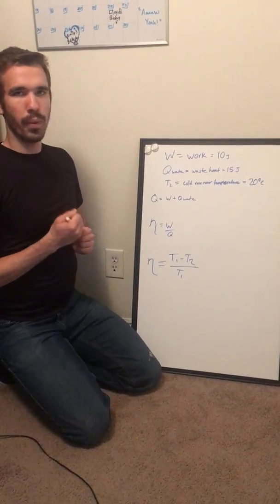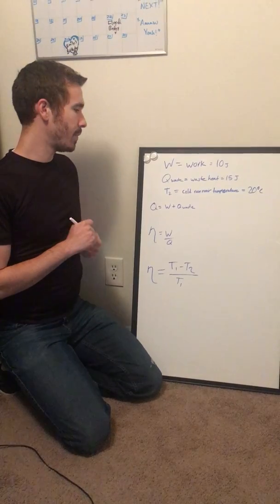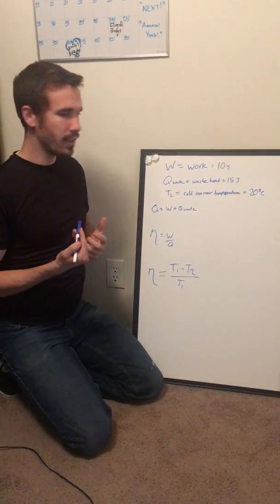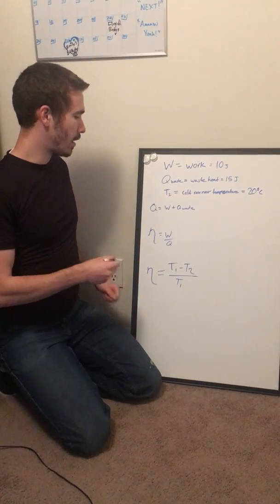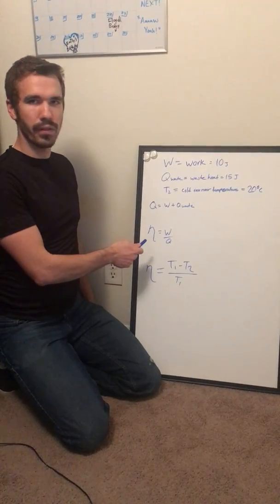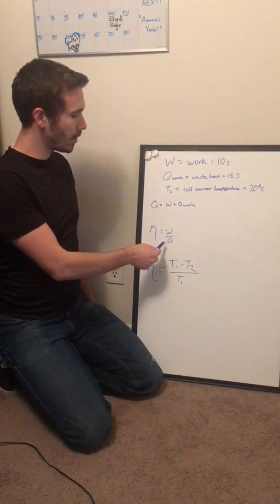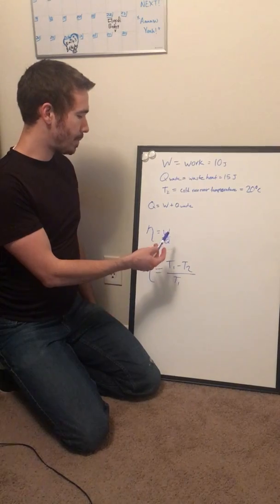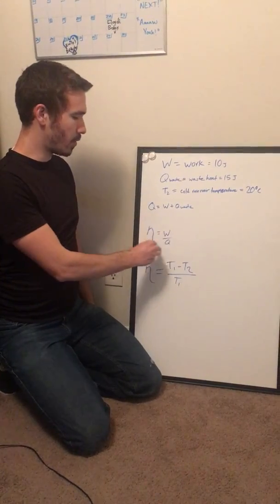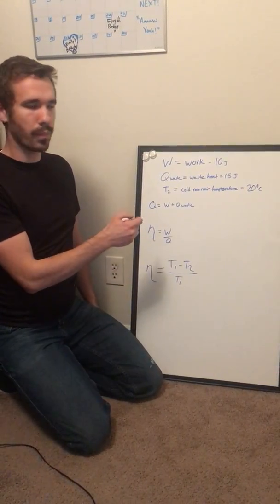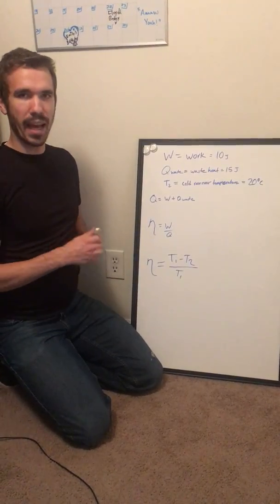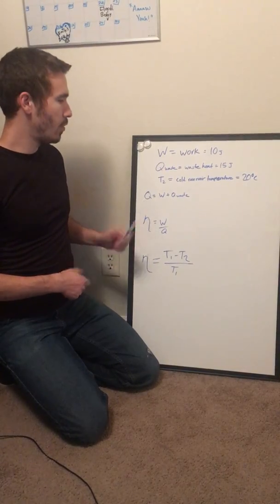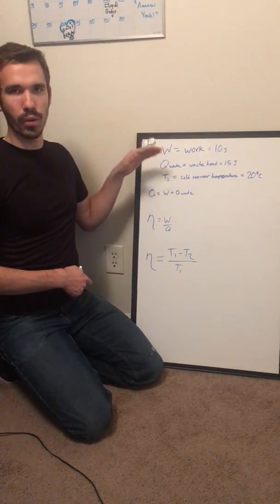But to do part A, it wants us to find what the engine's efficiency is. To do that, we know the equation to solve for efficiency is efficiency equals work over the heat given to the engine. This is the final equation we want to get to for the first part. But we don't have the heat given to the engine. What we have is the waste heat and the work.